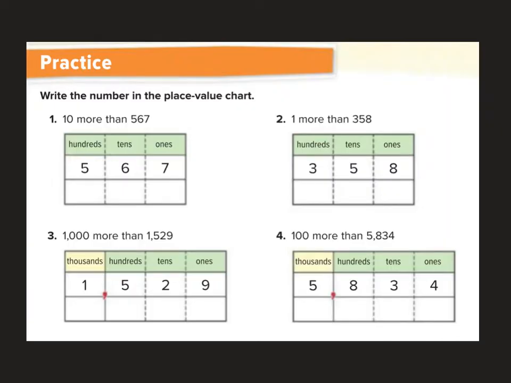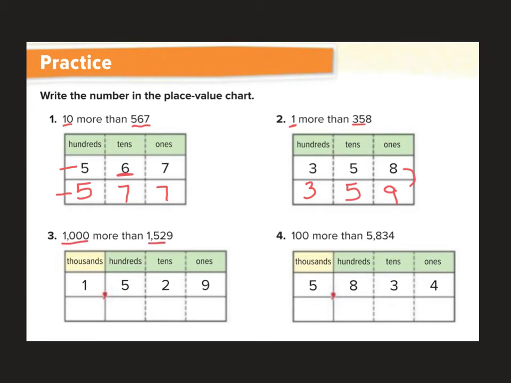Practice. Write the number in the place value chart. Okay, so again, we're doing 10 more than 567. So instead of 6 tens, we're going to have 7 tens. Everything else remains the same. Went from 567 to 577. 67 to 77. That's 10 more. One more than 358. My 8's going to become a 9. Everything else remains the same. So I went from 358 to 359.